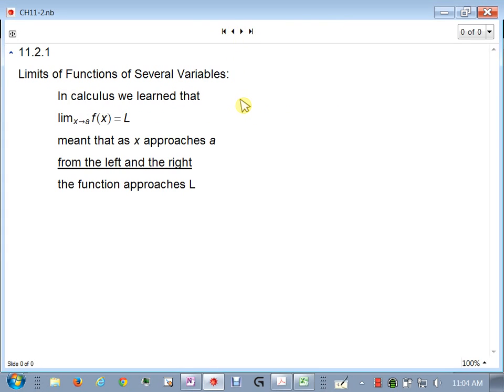All right, so remember in Cal 1, the definition of the limit, we would write the limit as x approaches a of f of x equals L. What that meant was that as x got very, very close to a, some value, the function was approaching some constant value L. And the idea is that we approached a, but we never actually got to a. So we got infinitely close to a.